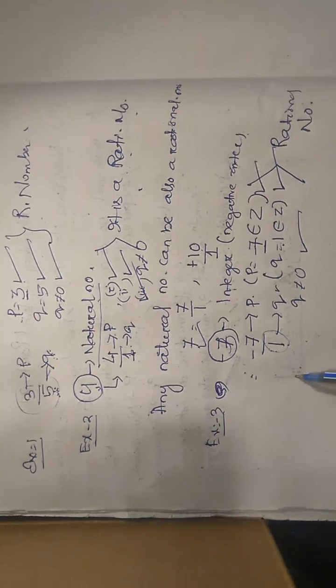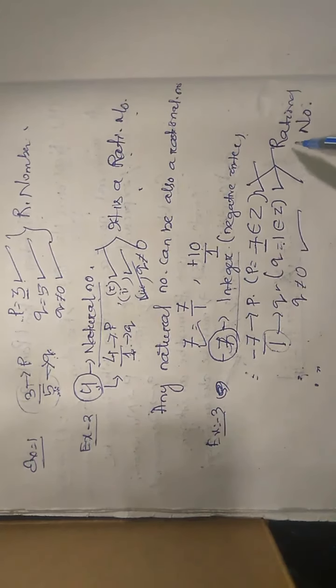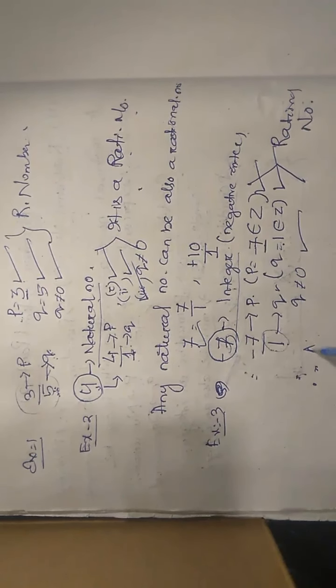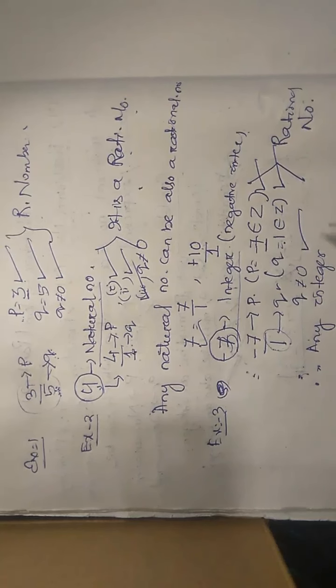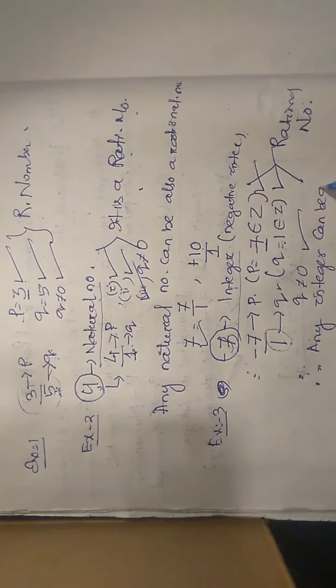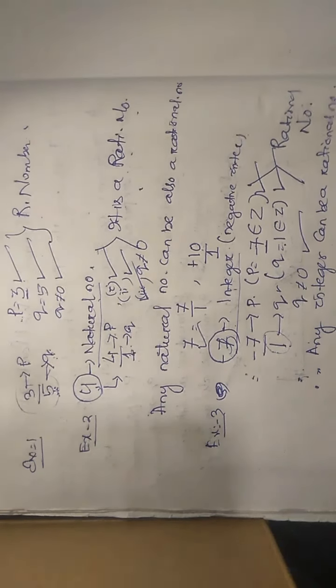So what is the final conclusion? The final conclusion is that if a number is an integer, then it can be a rational number. That means we can say any integer can be a rational number. Okay.